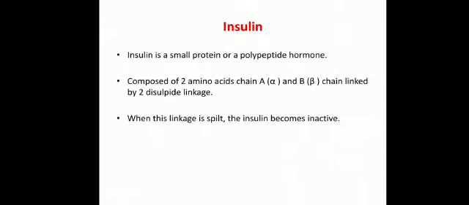And this polypeptide hormone insulin becomes active when this linkage is strong. When this linkage is split, insulin becomes inactive. So 2 amino acid chains, 1 alpha, 1 beta, held together tightly by 2 disulfide linkages, is the state when insulin is active. The moment the disulfide bridge is broken, insulin becomes inactive.